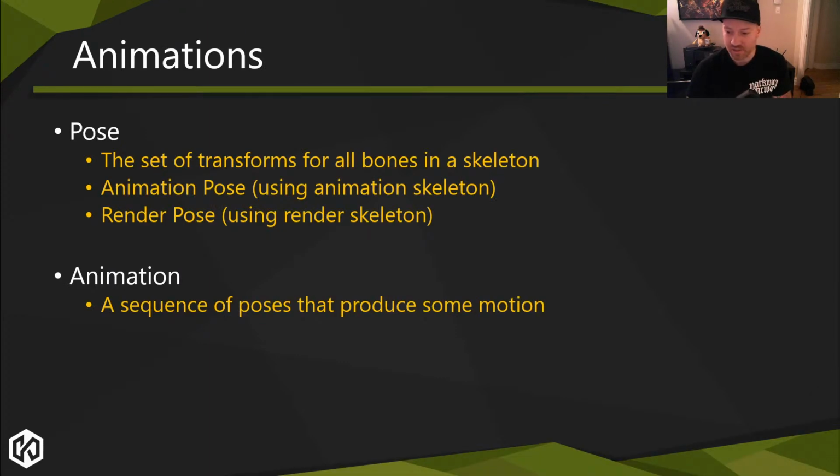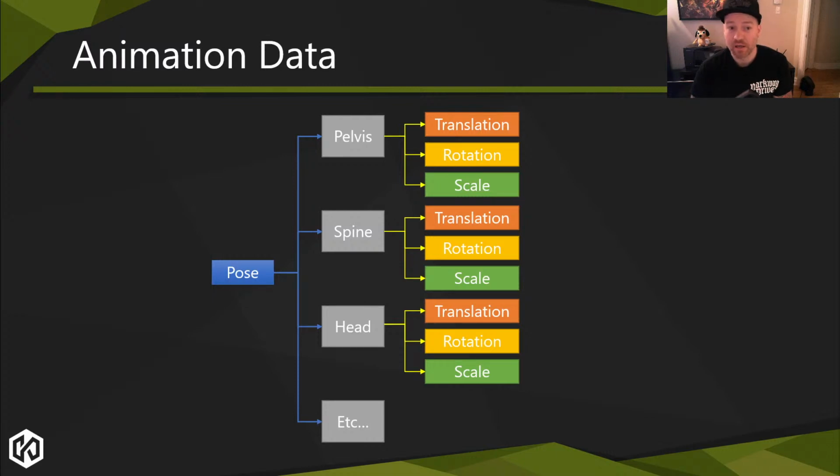Okay, so the actual animation part. So now I can define what a pose is, even though I mentioned it earlier. So a pose is just a set of transforms for the bones in a skeleton. And as we said, we have the two use cases. We have an animation pose and we have the render pose. An animation basically is just a sequence of poses that played sequentially will produce motion. So that's kind of the best definition I could come up with.